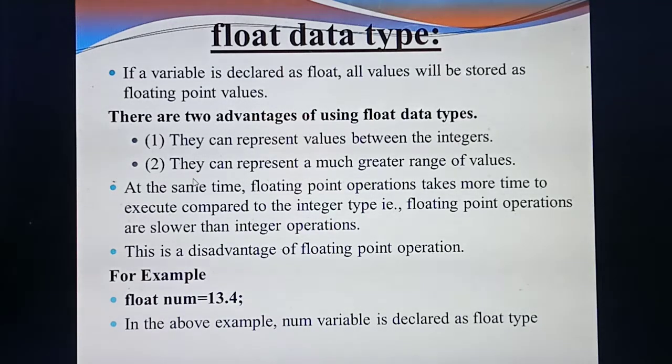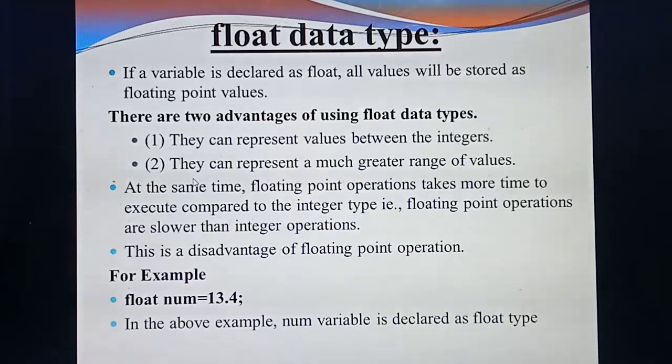Using this float data type, you can represent a much greater range of values. So what's the meaning? A much greater range of values means, for example, 5.666677. Likewise, a lot of values will come after the point. After the point, if you need to represent 6677788 or a lot of numbers, you can use this float data type. Understand? That's the second advantage. What's the second advantage? Mainly it is used to represent a much greater range of values. Understood?